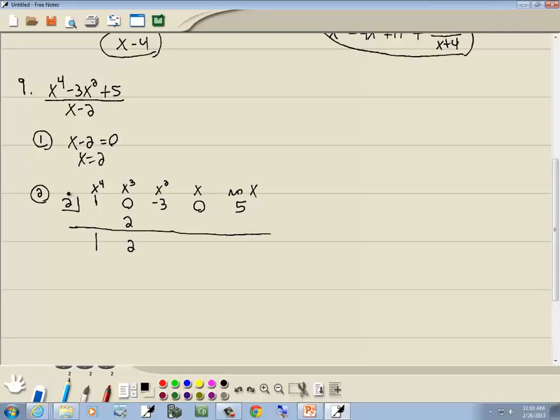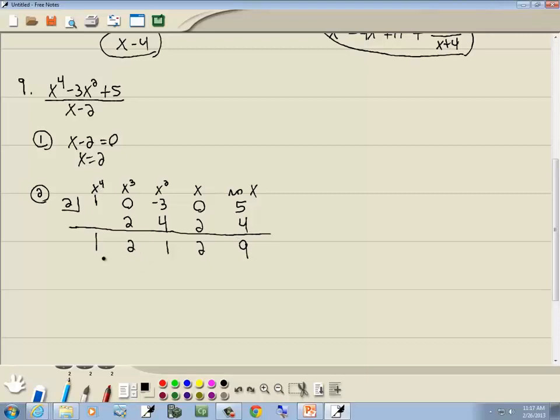Now multiply. You always multiply by the number up in the box, by the number you put down there. 2 times 2 is 4. Now we want to add. -3 plus 4 is 1. Now we want to multiply. The number up in the box by what we just put down there. 2 times 1 is 2. Add. 0 plus 2 is 2. Multiply. The number up in the box, which is 2, times 2 gives me 4. And then we'll add, which gives us 9.